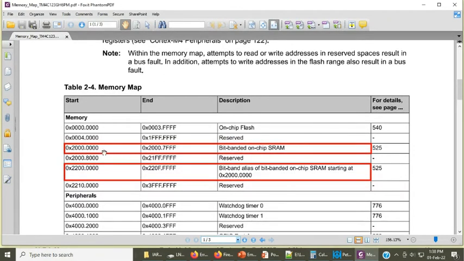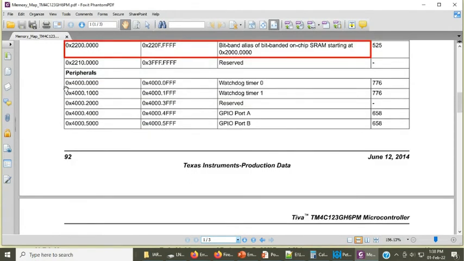And similarly, bit band SRAM starting from 2000 to 2007 FFFF is mapped from that memory address to this. If you want to just change one bit, then you can come to this address 2200 to 220F FFFF, and you can write something, and that will be reflected in this particular bit band SRAM region. Similarly, you come down, like I said, peripherals have their own addresses.